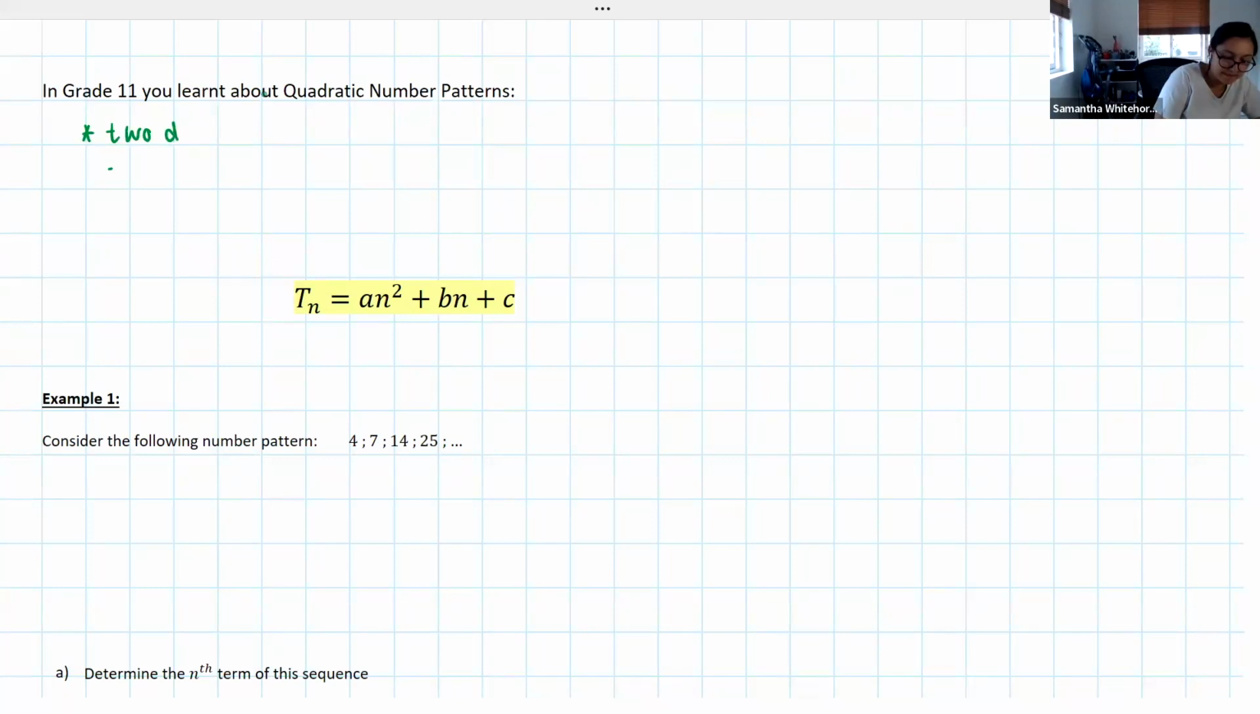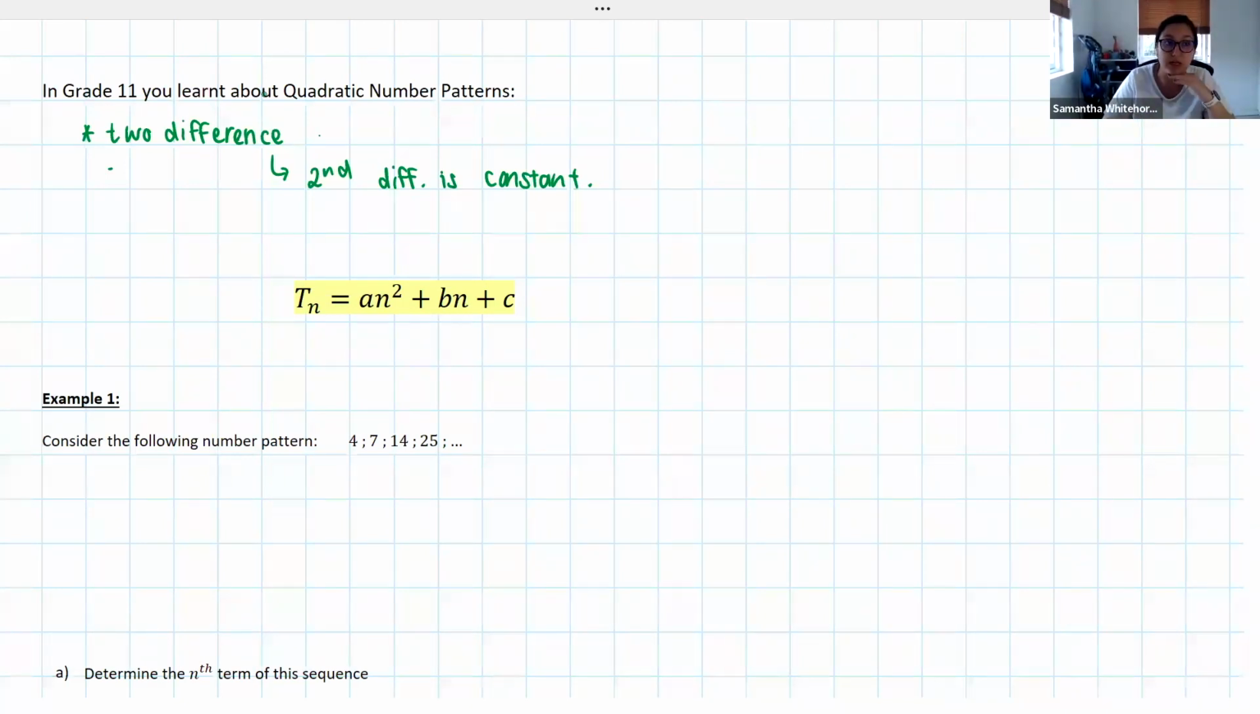The second difference is constant. Nice. Okay. So there's two differences, and then really importantly, our second difference is constant. So that's the defining feature of a quadratic number pattern. Our quadratic number patterns, when we give a rule, are defined by having a squared in it. So whenever you see n squared or 3n squared or minus 2n squared or whatever in terms of a number pattern, you know it's going to be quadratic.